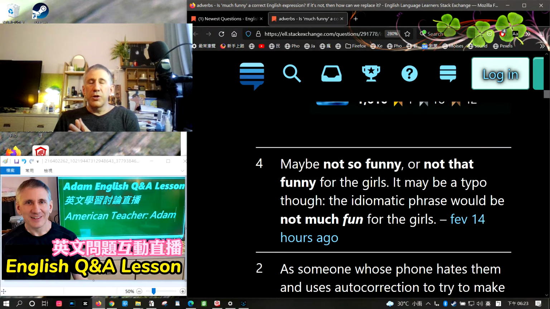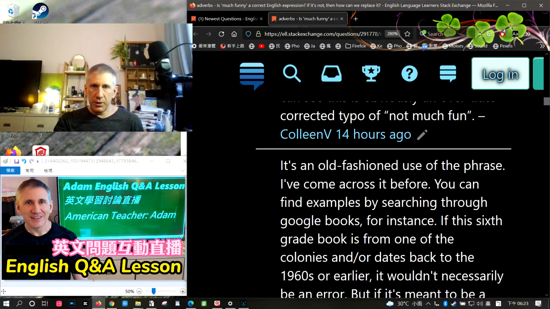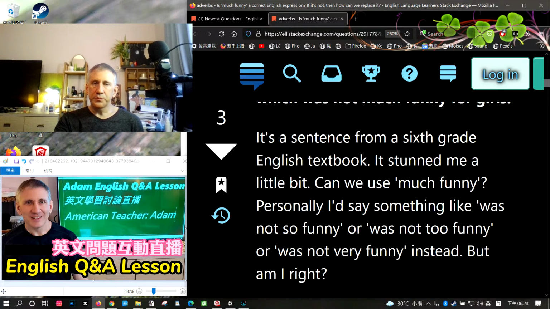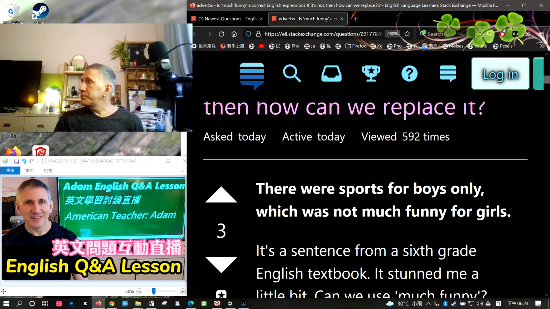Okay, the person who answers points out that it might be a typographical error on the part of the textbook manufacturer. And they say that you should use something like not so funny or not that funny for the girls. So another person claims that this is an old-fashioned use of the phrase. And I'll refer you to a question someone asked.